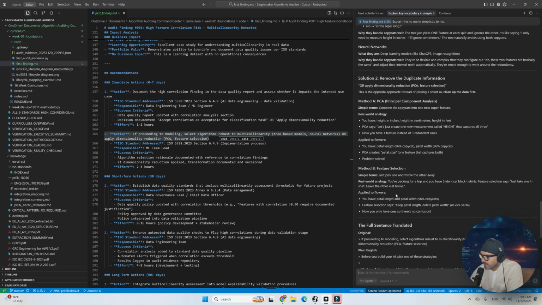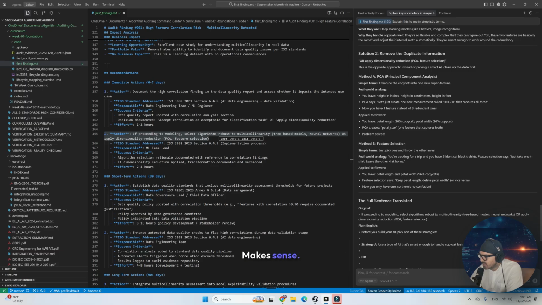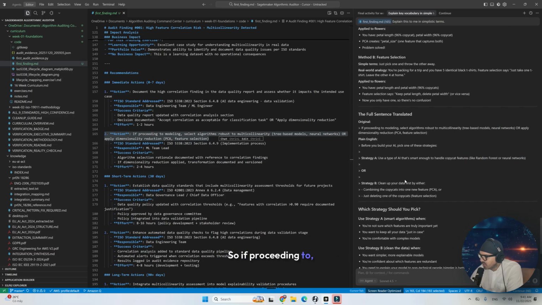PCA. Method 2, pick one and throw away the other. That makes sense. Petal length, petal width. It says keep petal length. Got it. So this again, it's just breaking it down into English terms, but I've got that now.